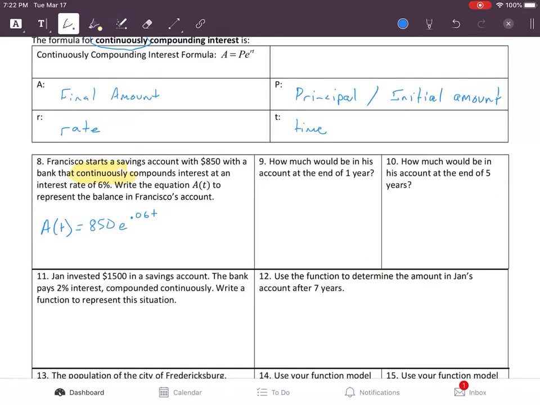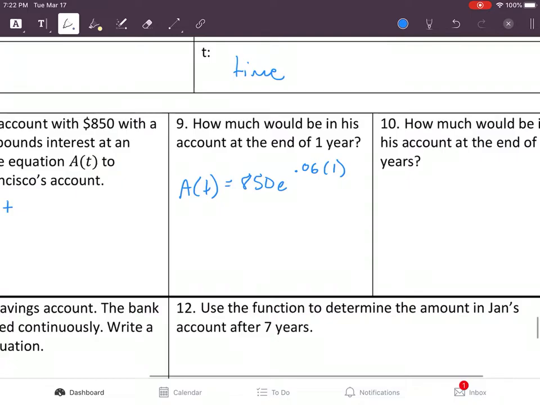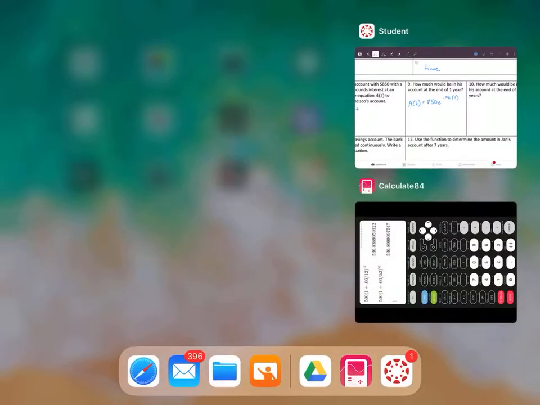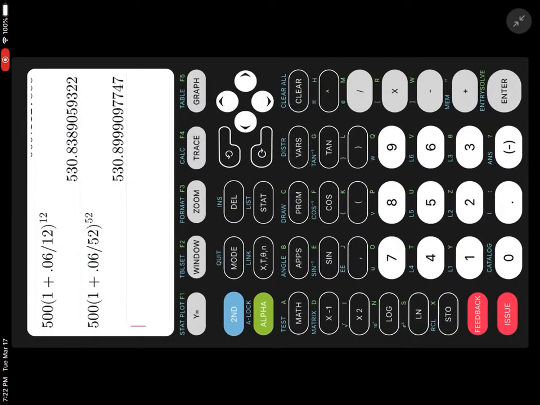Okay, if we want to find out how much it is after 1 year, we have A of T equals 850 to the E times 0.06 times 1. Sorry, it's a little small. All right, so we go over to our calculator. We have 850, all right, times E. Now, E is if you hit the blue button, and then hit the divide button. There's E.